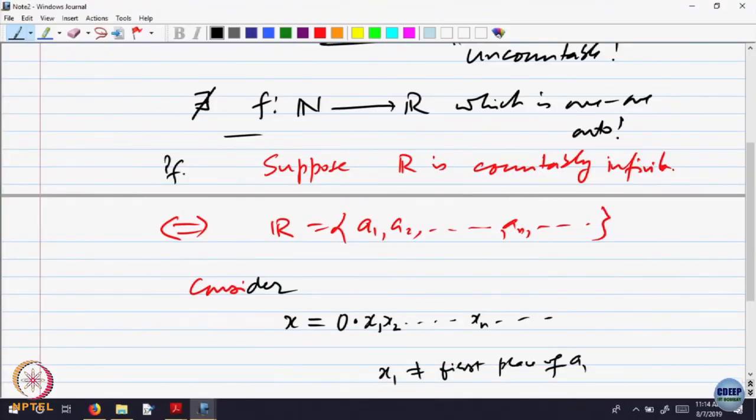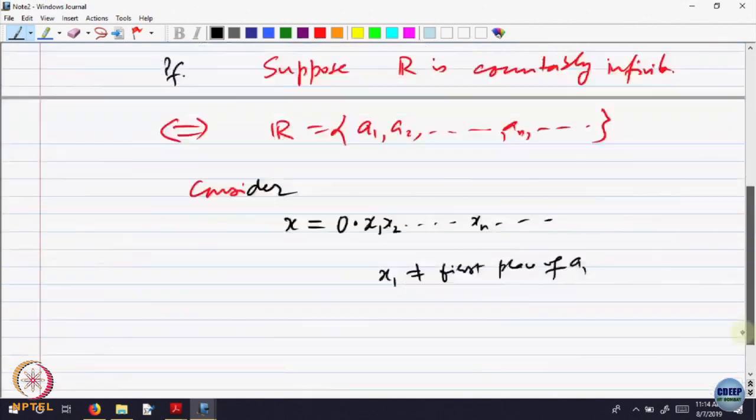Xn. So, what will be Xn? Xn will be the non-negative number between 0 and 9, which is different from the nth place of An, and go on doing it. So, I have an inductive way of writing. Knowing the nth place, I can construct the next place, right? Is it okay? So, what can you say about this number x?